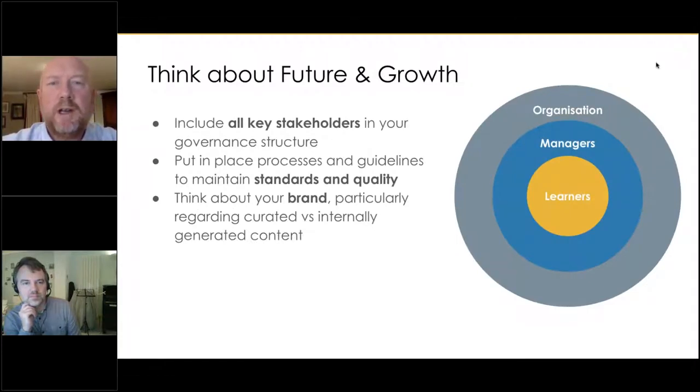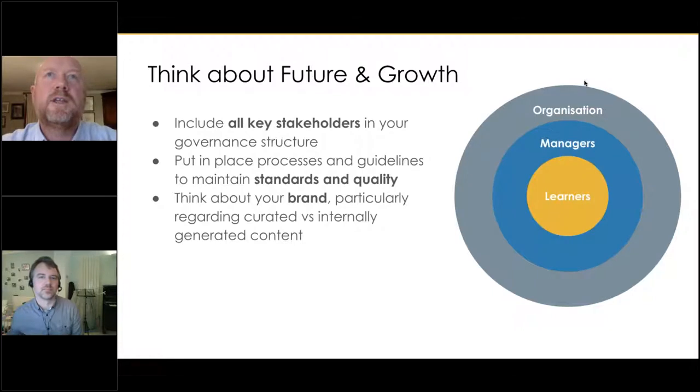So first of all, you want to include all key stakeholders in your governance structure and make sure that they are present at the table, if you like, as you think about what your academy is doing and how it's going to change and how it's going to grow. You're going to be responsible, amongst all other things, critically for a level of standards and quality. And when it comes to delivering blends, curated content coming from different vendors, different SMEs within your organization, different faculty, that could be one of your key and absolute roles, is to work on maintaining that and delivering guidelines and so on.